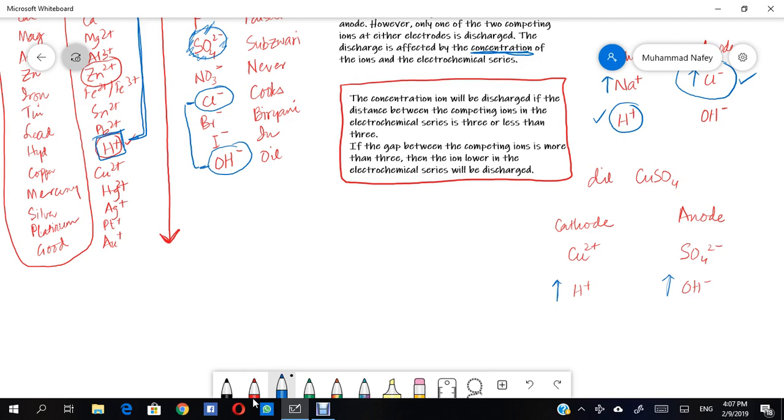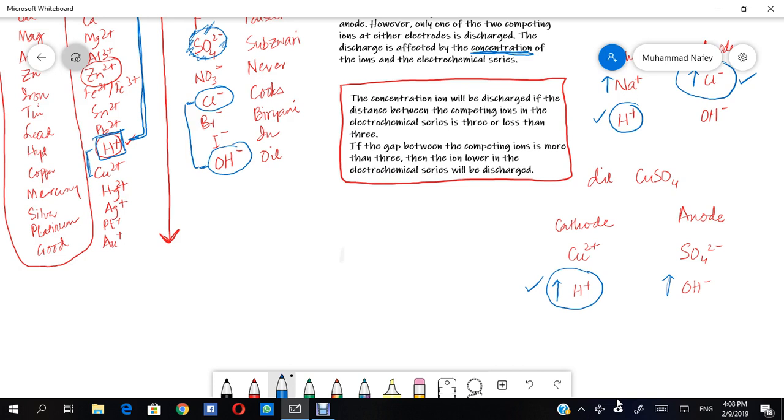Now, according to the rule, the concentrated ion should be discharged if the gap between the competing ions is 3 or less than 3. So now let's take a look at the electrochemical series for cations. Here is hydrogen and here is copper. The concentrated ion is hydrogen and the gap between the competing ions is just 1. Therefore, hydrogen ions will be discharged.